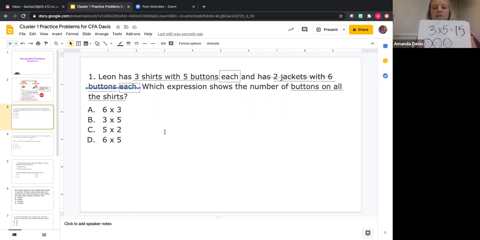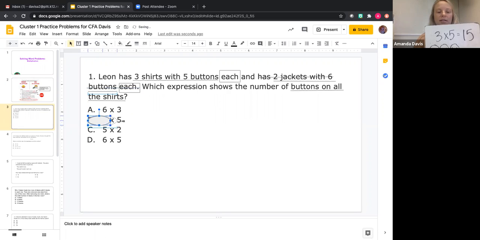Now the problem did not ask for an answer, but I always like to answer the question just to make sure I'm doing it right. So now when I look at my answer choices, I can see that B has the same equation I did. So B is going to be my answer. So I'm going to circle it, maybe. There we go.